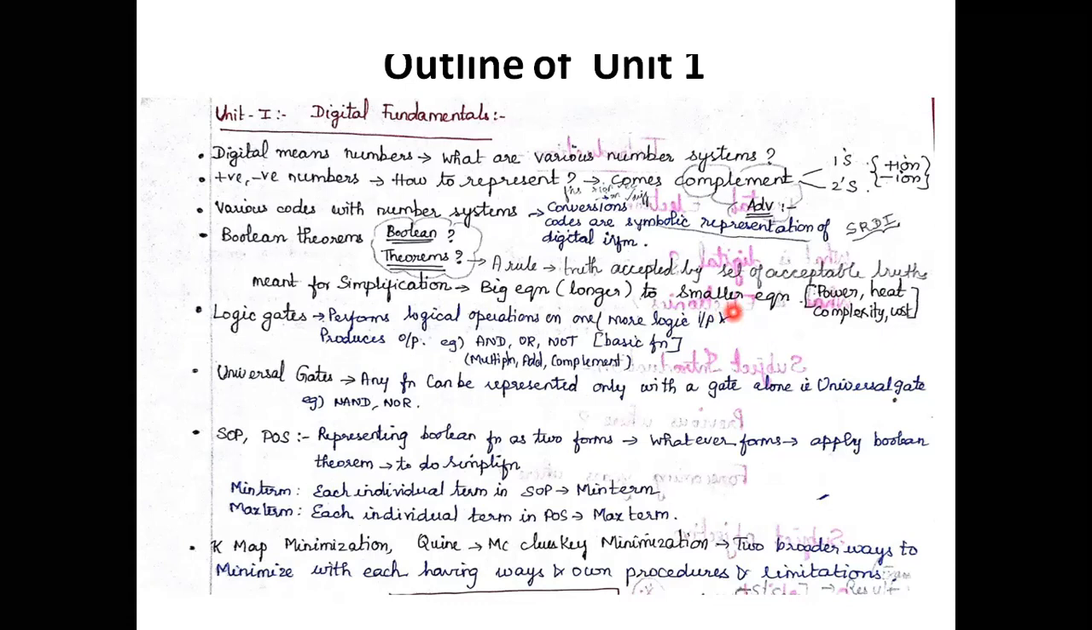As a result of that, power, heat, complexity and cost will decrease. Then we will discuss logic gates. We are already aware of this. Logic gates perform logical operations on one or more inputs and produce the corresponding output. The basic functions of logic gates include AND, OR as well as NOT. AND means multiplication, OR means addition, and NOT corresponds to complement.